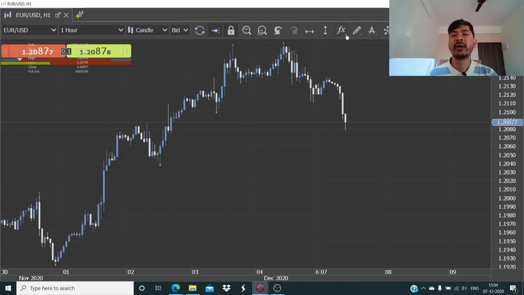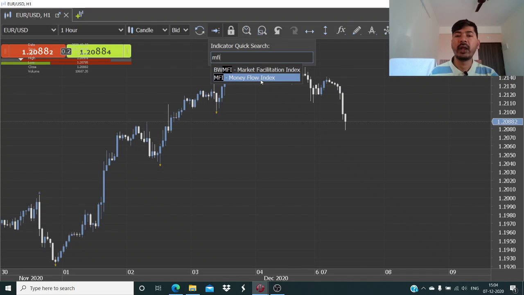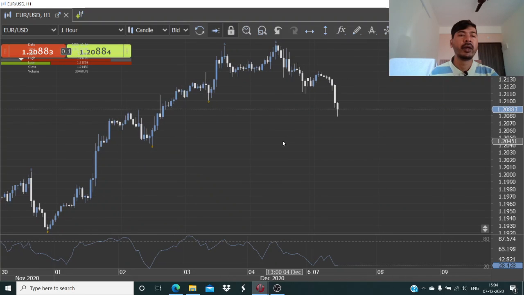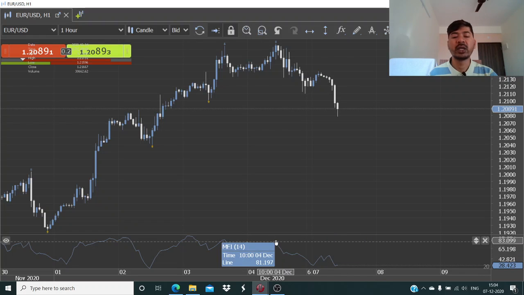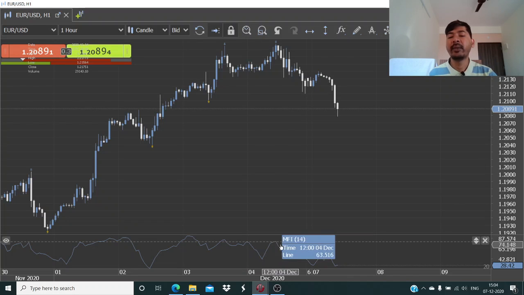To add Money Flow Index, all you have to do is do a quick search, Money Flow Index MFI. Now this is the Euro USD chart on the hourly time frame, and I have plotted the MFI with the default values. The period of calculation is 14. That means the last 14 hours of data is being taken into consideration while calculating the MFI.